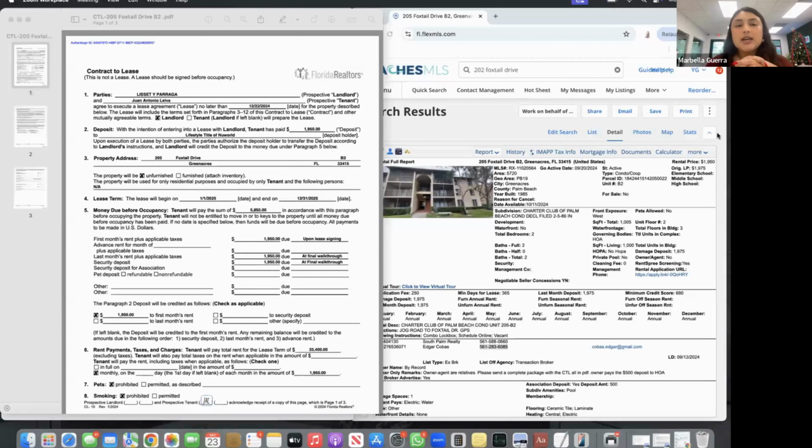Today we're going to be talking about how to write up a contract to lease. For those of you who don't know, a contract to lease is the offer that is sent out when you are representing a tenant when we are working with rentals. So this is a transaction. This is a rental that I just worked, so I want to use this one as an example.